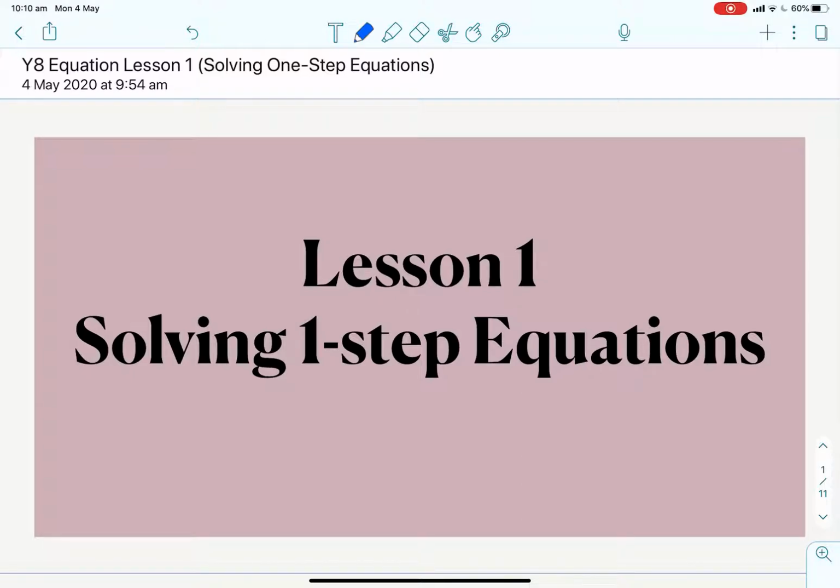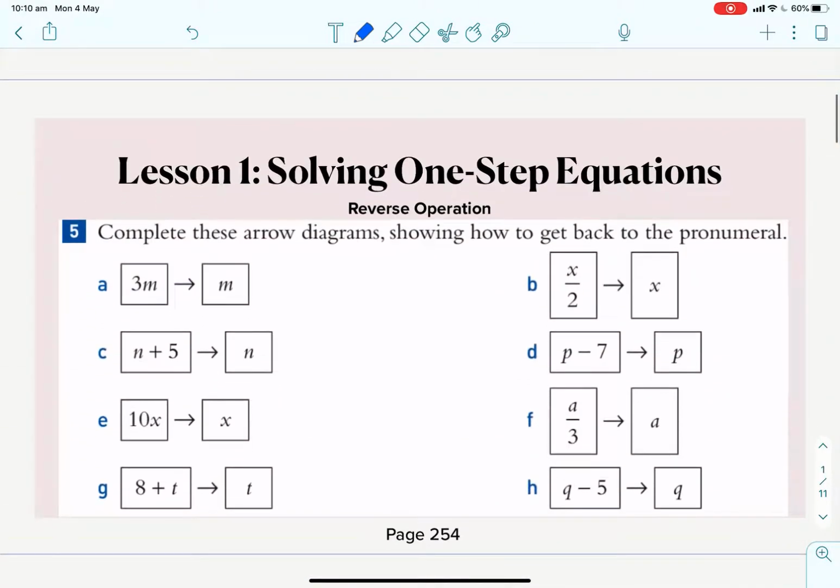Today we are going to go into solving equations. So this is the first lesson for equations. We will be solving one-step equations. Okay. So before we go into equations, there's something really important we need to know, which is reverse operations.